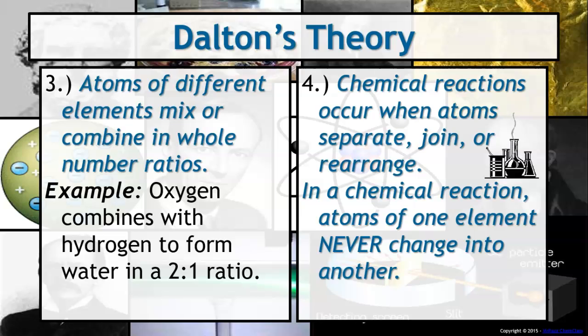Oxygen, according to John Dalton's theory, is never going to become hydrogen. Carbon is never going to become aluminum. So these are John Dalton's 4 postulates to his theory about atoms. Again, if you need to pause the video here to finish writing this information down, you may do so.